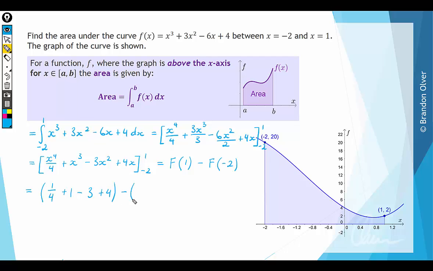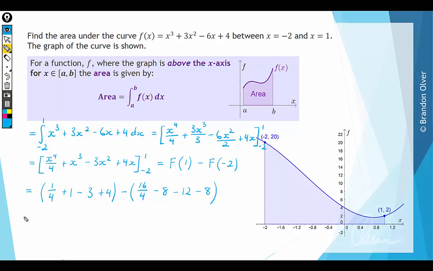Next, we subtract away the antiderivative with -2 substituted in. So -2 to the power of 4 is going to become positive 16 on 4. Then we're going to have plus x cubed, so -2 cubed is going to be minus 8. Then we're going to have -3 times x squared, so -2 squared is positive 4, multiplied by -3 is -12, and then 4 times -2, which is -8.